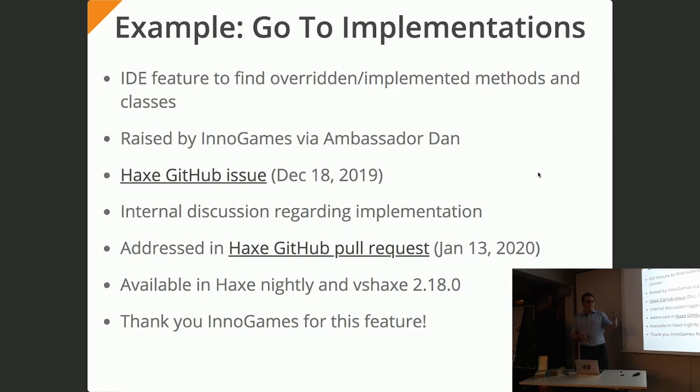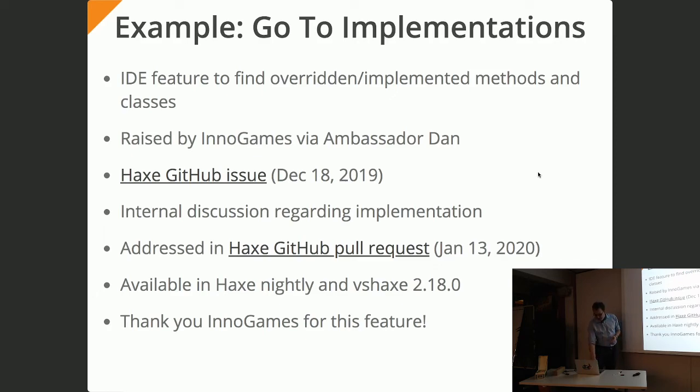So Dan approached us and said, well, in our code base we have a lot of interfaces and we have a lot of subclasses and overrides and all these kind of things, so this feature would be useful for us. And we simply didn't have it because I guess it never came up, and I think VS Code only started supporting it quite recently, right? I don't really remember, but it's somewhat new, I think. So the issue was raised and we had an internal discussion about it. And then the issue was addressed.